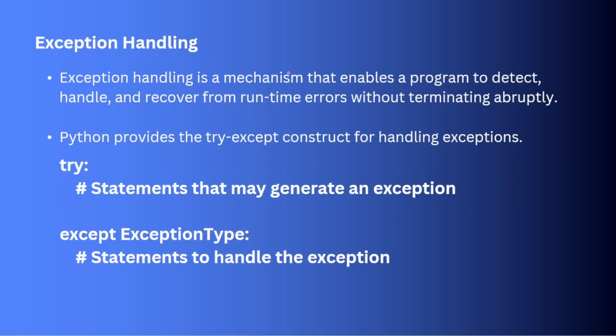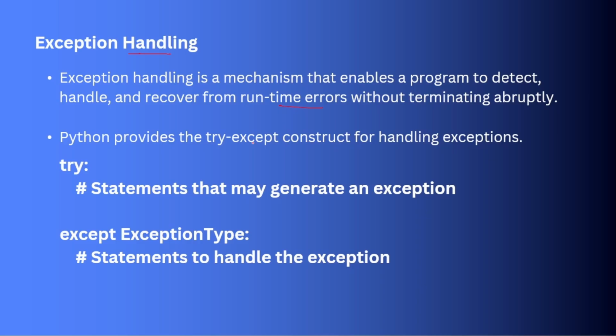Now to handle these exceptions, we do exception handling. Exception handling is a mechanism that enables a program to detect, handle and recover from runtime errors without terminating abruptly. We do not want a program to terminate abruptly. So in order to prevent that abnormal termination of a program, and for us to detect, handle and recover from those errors, we do exception handling.